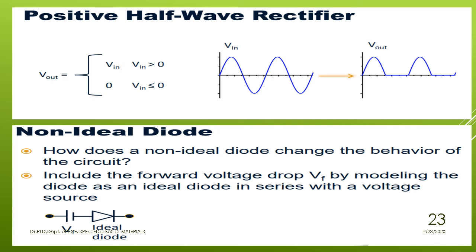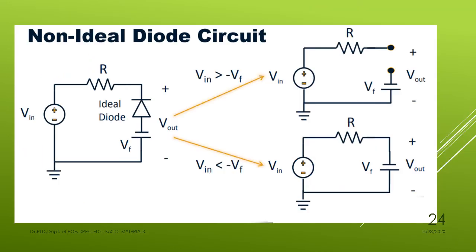Include the forward voltage drop Vf by modeling the diode as an ideal diode in series with a voltage source. Suppose you have such a critical issue: if the voltage source is connected in series with the diode, definitely the functionality of this voltage source has to be considered on the switching action of these diodes. How will it be observed in this?